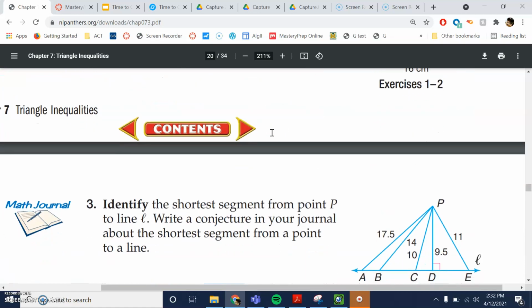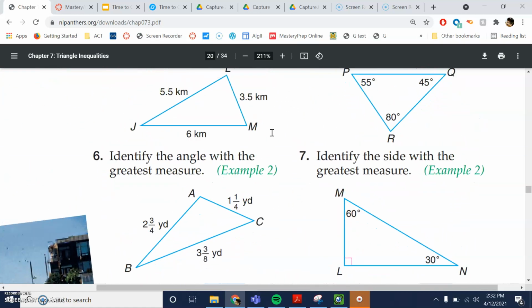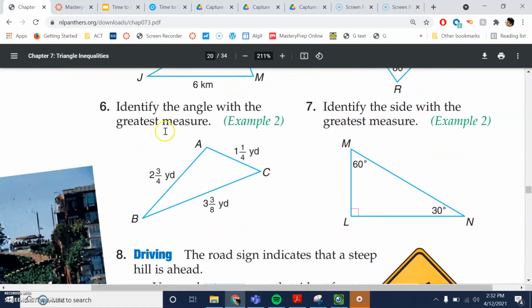Cool. One more. Ready? Identify the angle with the greatest measure. Angle what? Number 6. A, B, or C? Yes, that would be angle A because 3 3/8 is the biggest side. There we go. Good work.